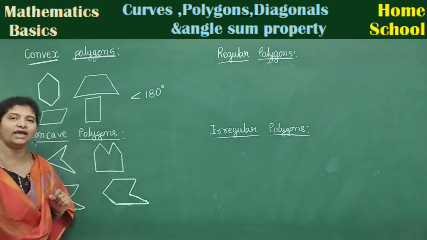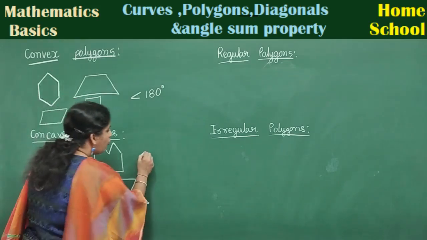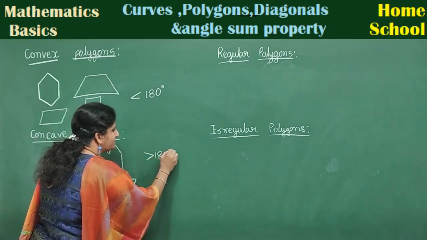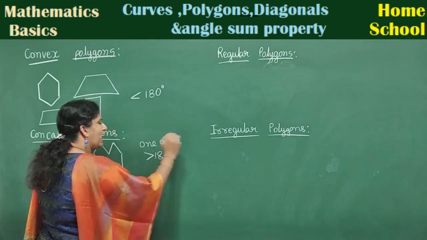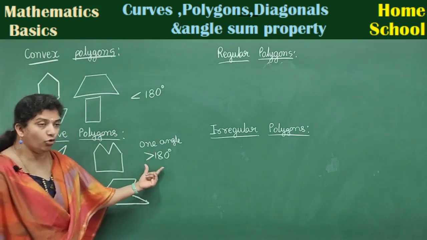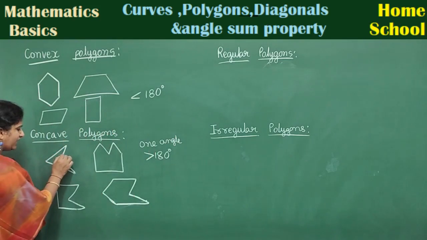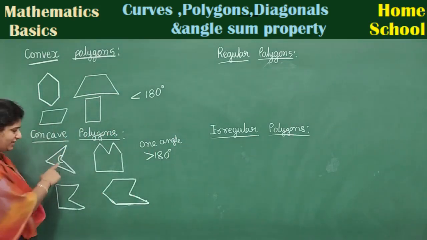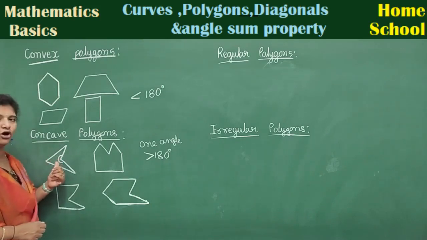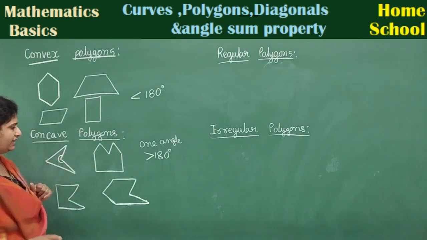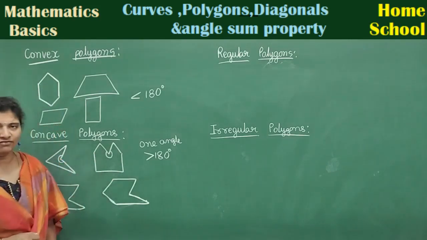Next, coming to concave polygons. Any one angle is more than 180 degrees. Observe the figure here. Which angle is more than 180? Yes, this angle is more than 180 degrees. This is a concave polygon. And in this, if you consider, this angle is more than 180.